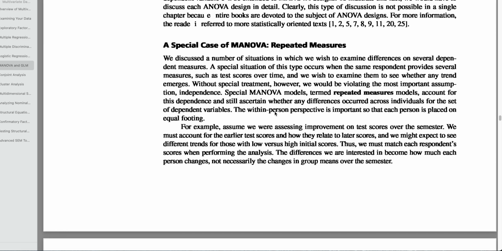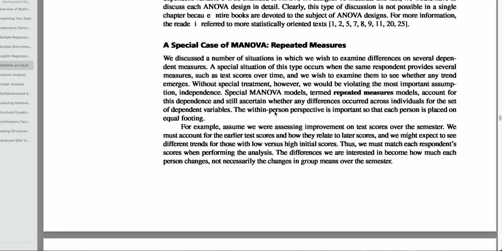As we discussed, there are a number of situations in which we wish to examine differences on several dependent measurements. A special situation occurs when the same respondent provides several measures, such as test scores over time, and we wish to examine them to see whether any differences occur. Without special treatment, however, we would violate the most important assumption, independence.